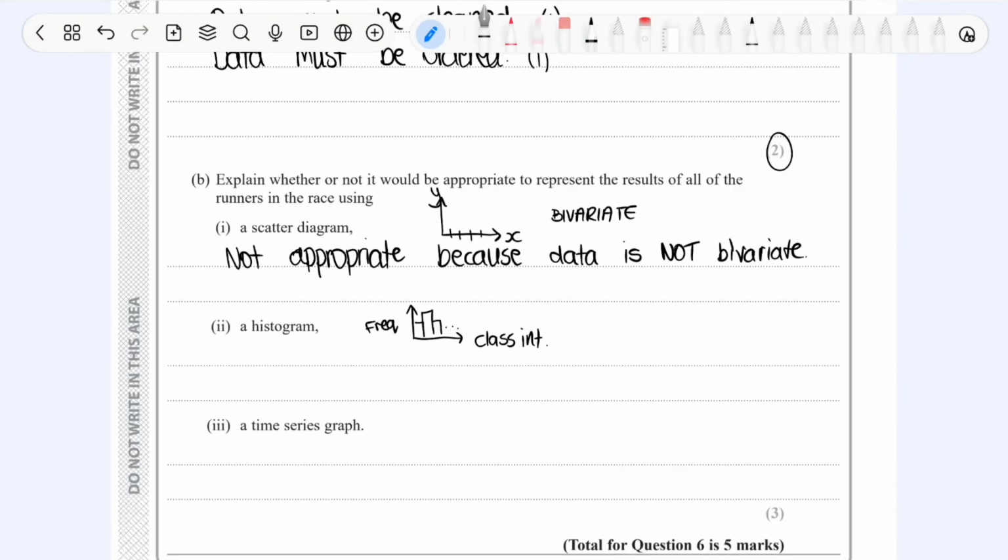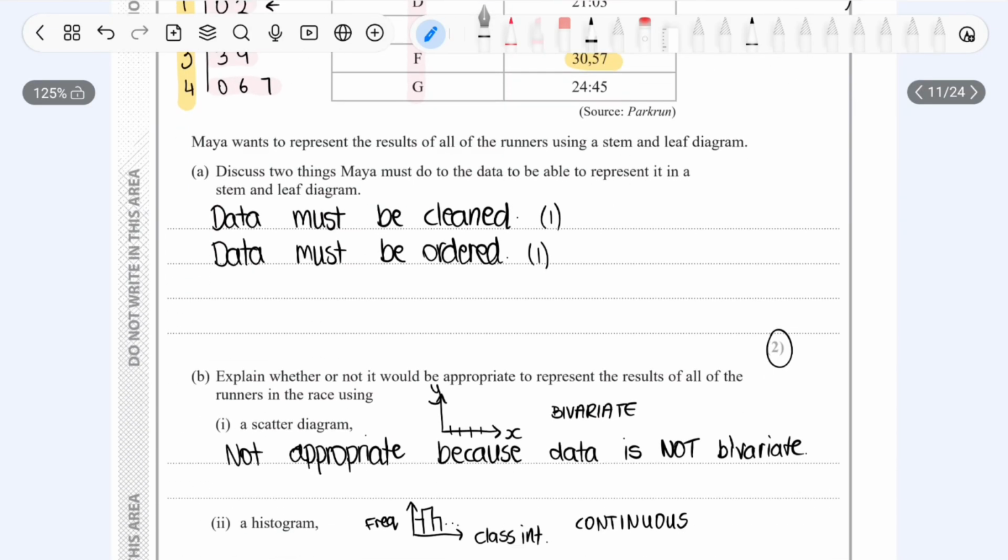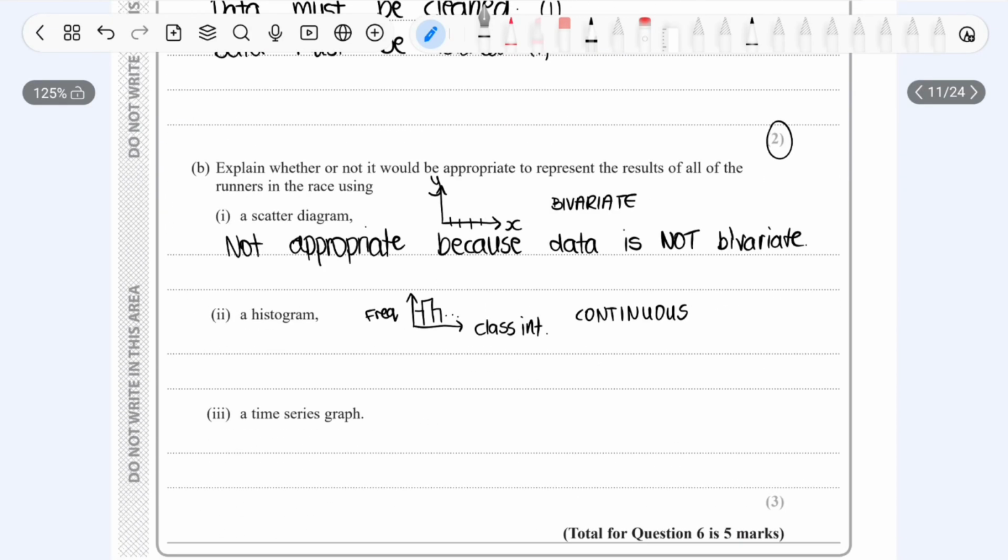Now the question is, is it appropriate? A scatter diagram needs to be bivariate data, whereas a histogram needs to have continuous data, as I mentioned earlier. And does this have continuous data? Well, time is continuous, and that is true, therefore we can say it is appropriate because it is continuous data.